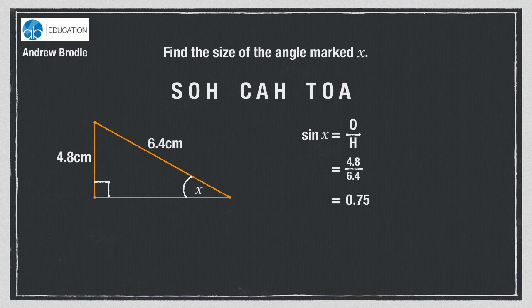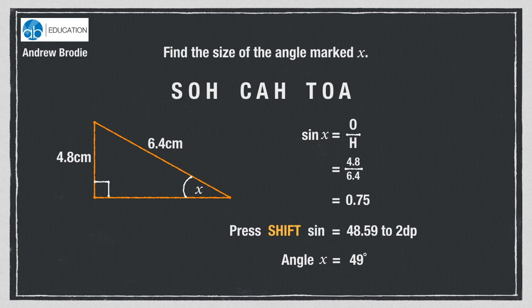The final step to find the size of the angle is to press Shift, then sin and equals to get 48.59 to 2 decimal places. So the size of the angle is 49 degrees to the nearest whole degree.